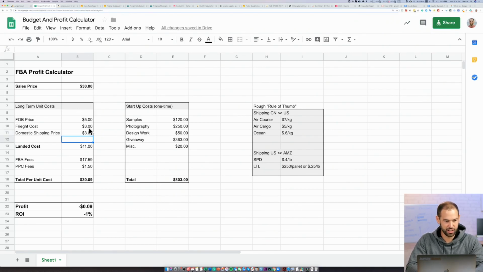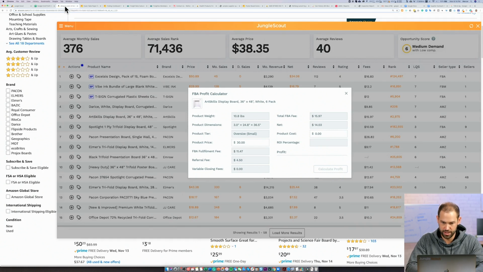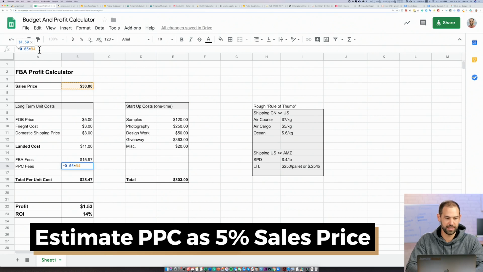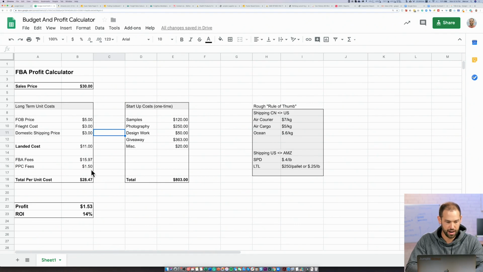So here we're estimating landed cost quite a bit higher, but I'm actually pretty confident it's not going to be that high. But let's go ahead and roll with this right now, see what happens. Total FBA fees, $15.97. PPC fees, I already have in here. I do 5% times the sales price. Historically, that's about how much I spend. So if that's the case, our profit would be quite a bit lower. However, for this one, I'm actually pretty confident that we're overestimating here.